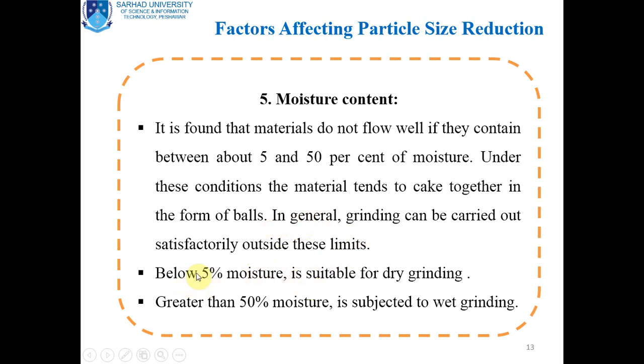So, material having moisture below 5% is suitable for dry grinding, and material having moisture content greater than 50% is subjected to wet grinding. Because of the high moisture content, the material is not suited to dry grinding, and the appropriate process of particle size reduction will be wet grinding.